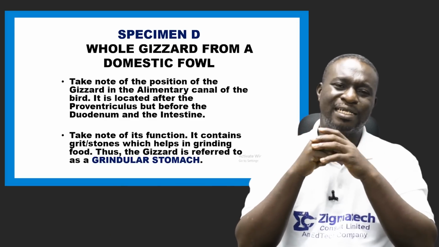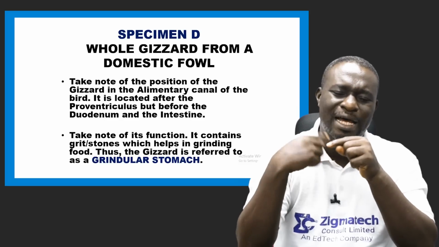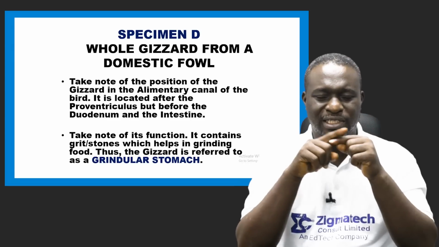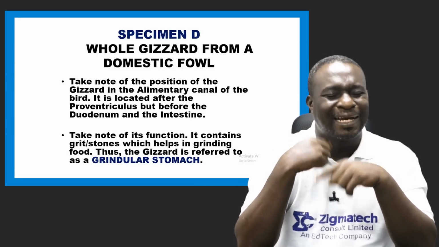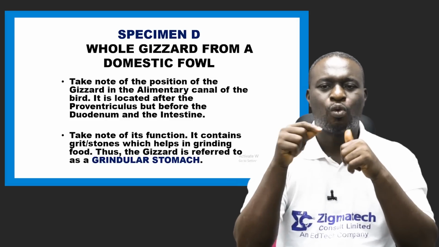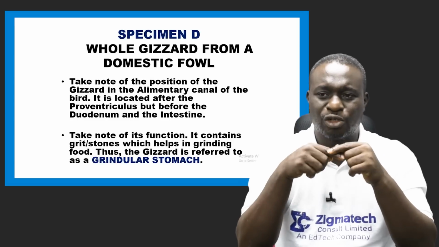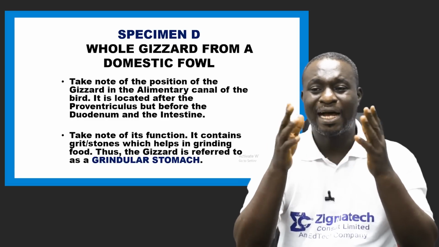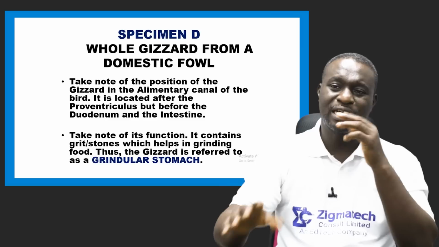And that is why the gizzard is referred to as a muscular stomach. Please don't mix this. The proventriculus is referred to as the glandular stomach, while the gizzard is referred to as the muscular stomach. Now, after the gizzard, you then have the duodenum and then the intestine. So please take note of it.